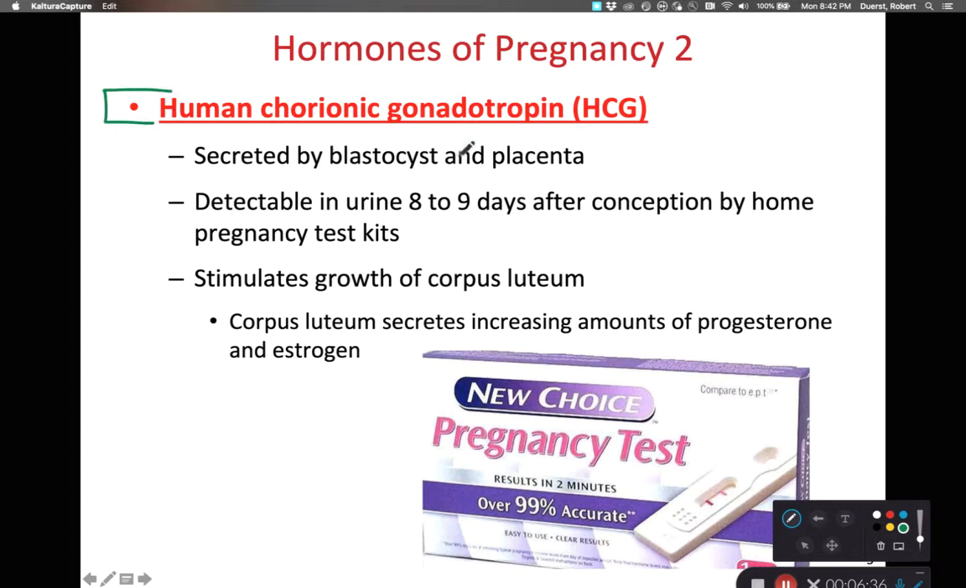HCG is important because it is going to be secreted by both the blastocyst and placenta to keep the corpus luteum growing. This HCG is what we use also to measure for pregnancies. We can detect it 8 to 9 days after conception, and it's just a standard ELISA test, so we can do our standard pregnancy test to determine whether or not an individual is pregnant.